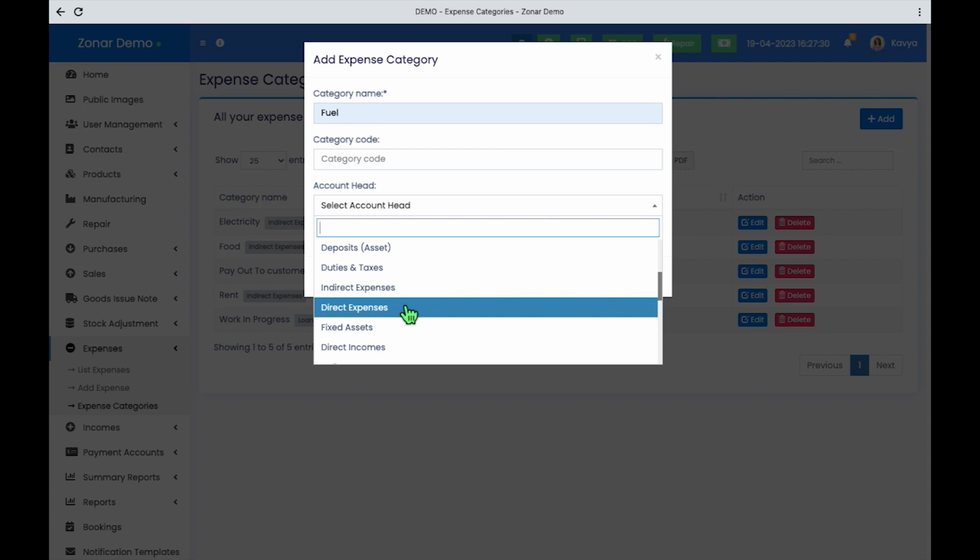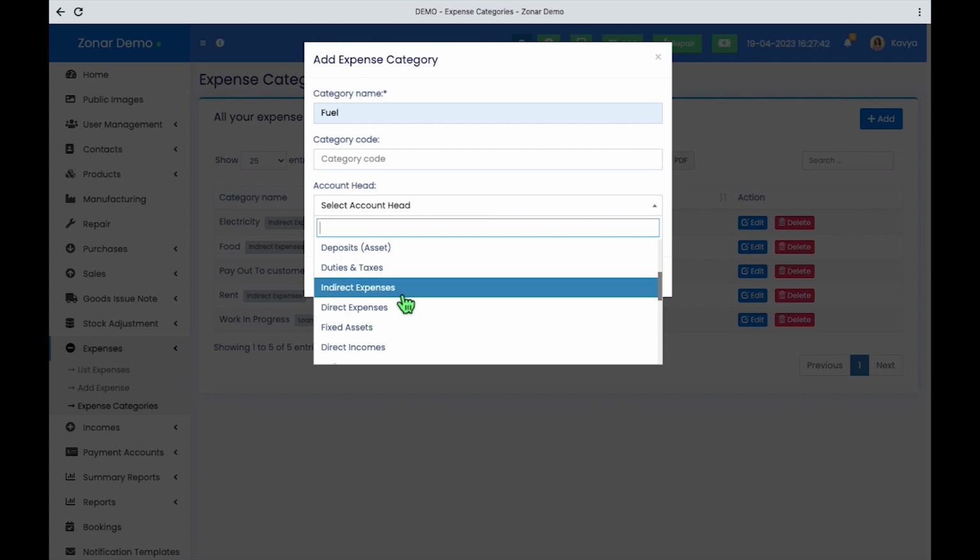Two main heads are indirect and direct expense. Direct expenses are those expenses that are directly related to the production of goods or services. Indirect expenses, on the other hand, are those expenses that are not directly related to the production process, but are necessary for the business to operate.